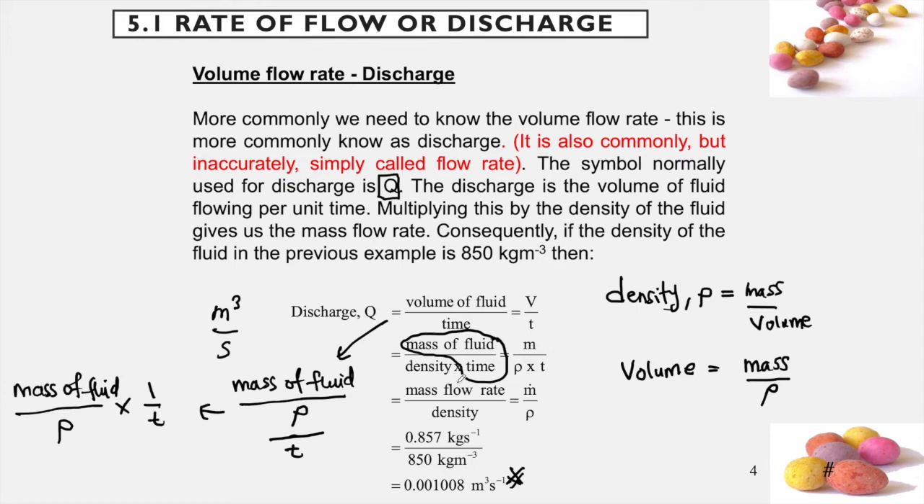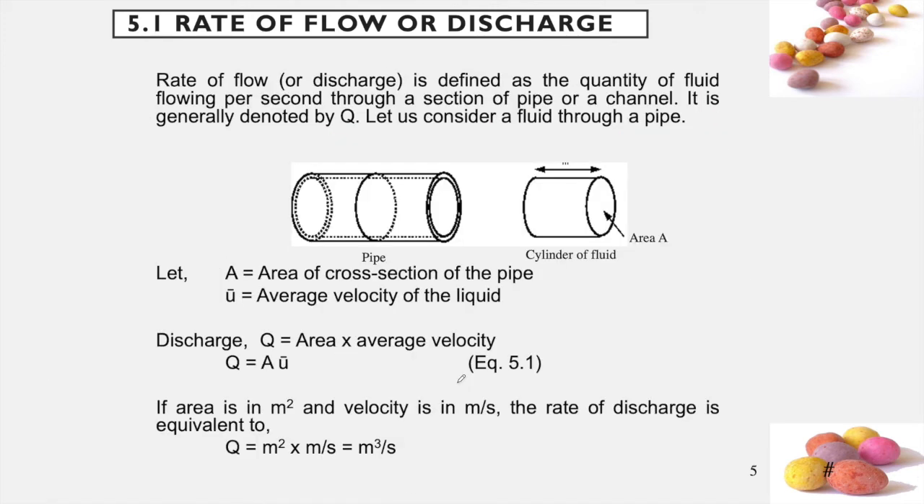Normally, in a fluid mechanics question, we are using rate of flow or discharge. Rate of flow is also known as discharge. Sometimes the question asks you to determine the rate of flow, flow rate, discharge rate, or volume flow. All of that refers to discharge, and the unit for discharge is meter cubed per second.